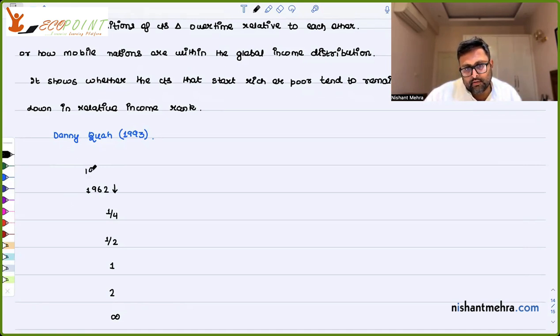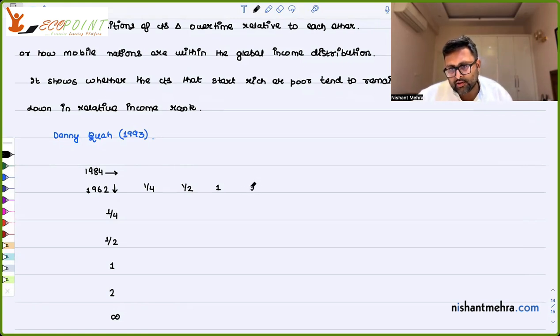And for the year 1984, again like this: countries earning 1/4 of the world average, between 1/4 and half of the world average, between half and the world average, between the world average and twice the world average, and more than twice the world average.